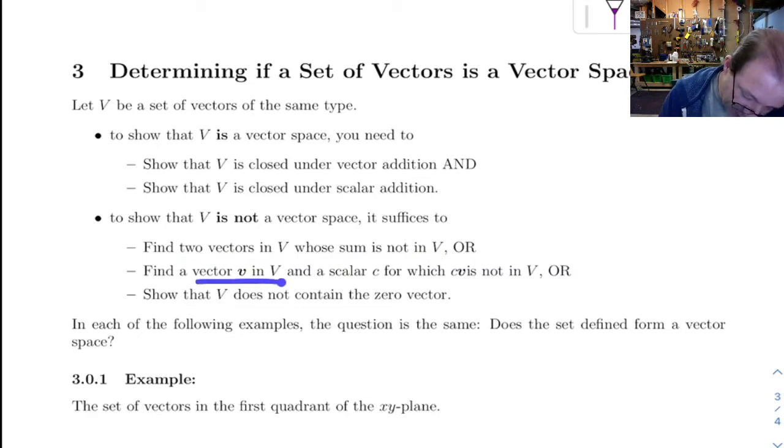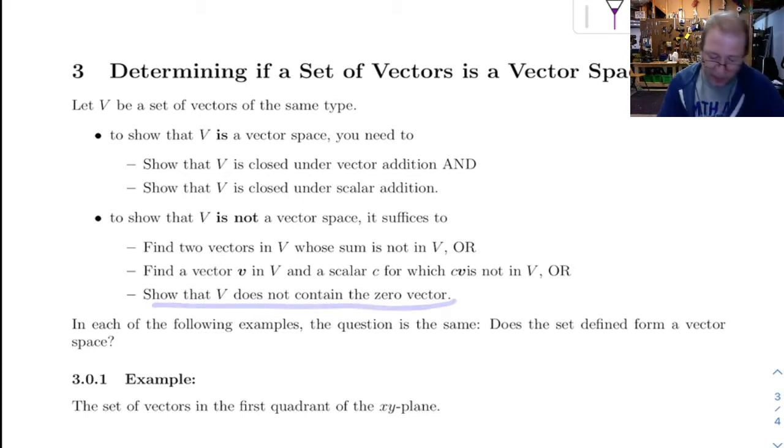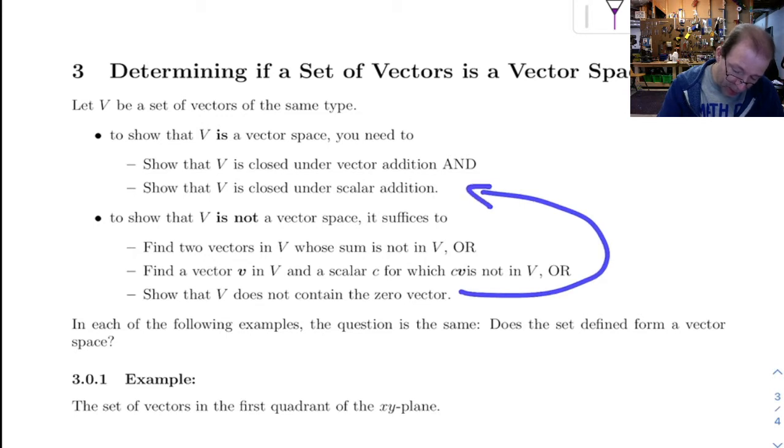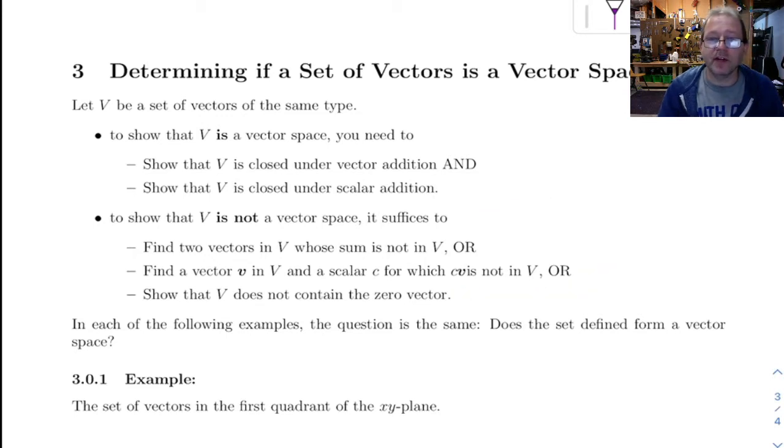You can find a vector v in the set and a scalar c for which c times v is not in the set. So that would be showing that it's not closed under scalar multiplication. Or you can do this last thing, show that V does not contain the zero vector. Turns out that's enough to show that the set is not a vector space. Now, notice there's no analog of that one up here. It's quite possible to have a set of vectors that contains the zero vector but still isn't a vector space.